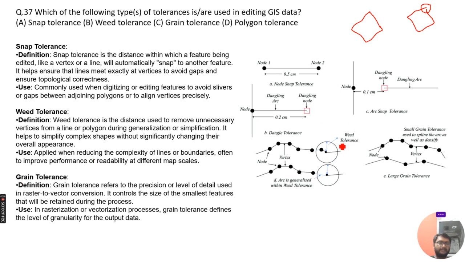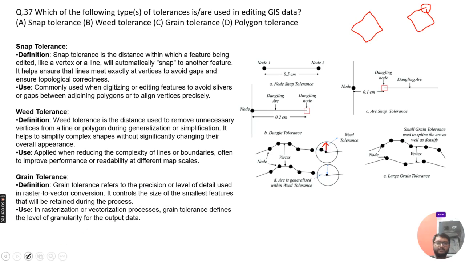So basically we'll first discuss more about weed. So weed means if we give the tolerance like this, consider this round, then there should be no vertices within this round. So it will keep only one vertex or one node in that particular tolerance and it will remove everything else. Then we have grain tolerance.